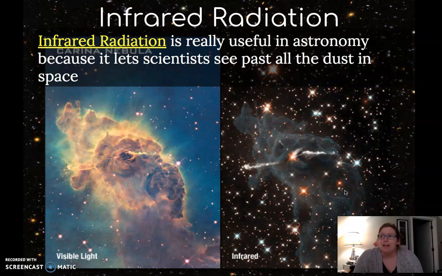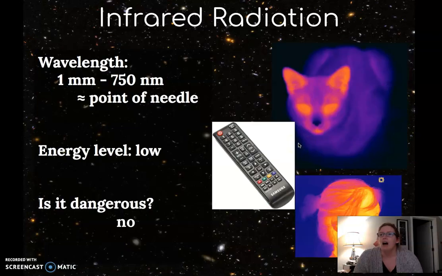We have infrared radiation. Look at this beautiful picture. Oh, such a lovely nebula. So infrared radiation, 1 millimeter down to 750 nanometers. It's about the size on the big scale of the pinpoint of a needle.